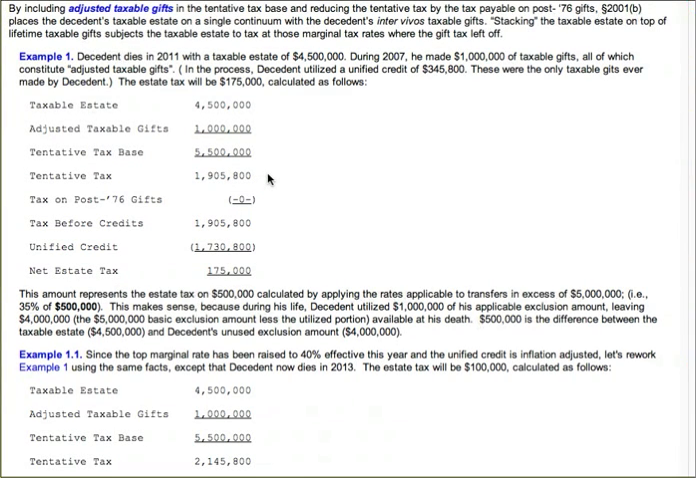So if you take the $4,500,000 in this calculation, multiply it times the 35% rate in the year of death, and add it to the base amount of $330,800, you will arrive at this amount. That amount's going to be different if we're looking at a decedent again that died in 2013.